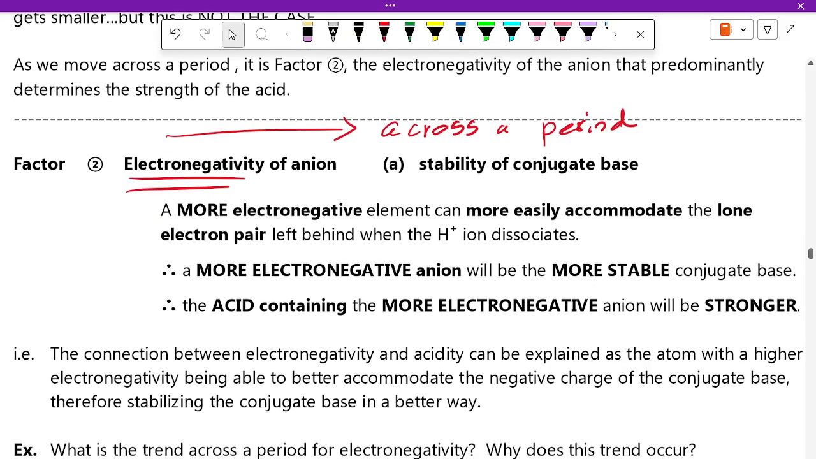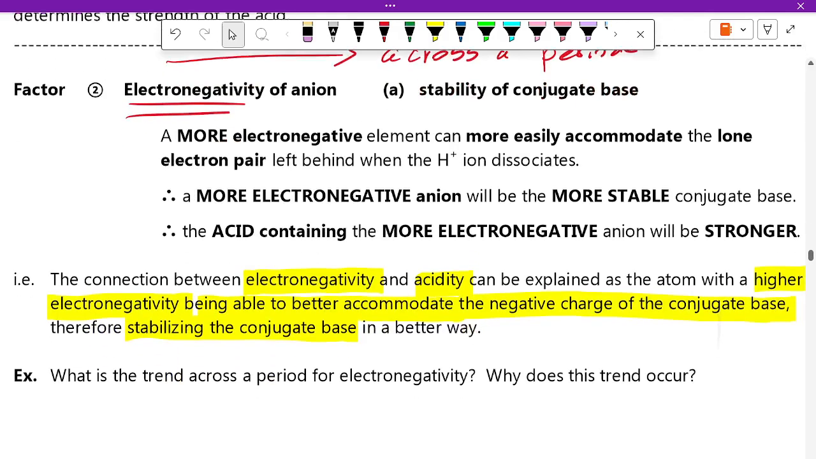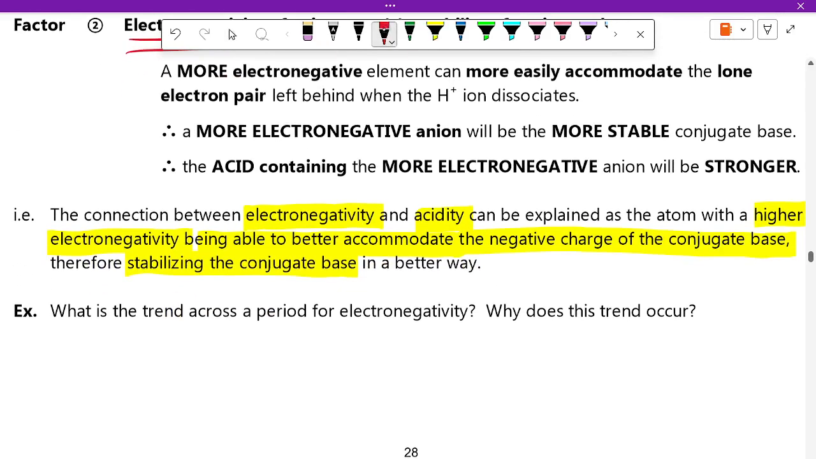The connection between electronegativity and acidity can be explained in that the atom with the higher electronegativity is better able to accommodate the negative charge of the conjugate base. Therefore, it stabilizes the conjugate base. So as we go across a period, what is the trend in electronegativity? Electronegativity increases as we go from left to right across the periodic table.